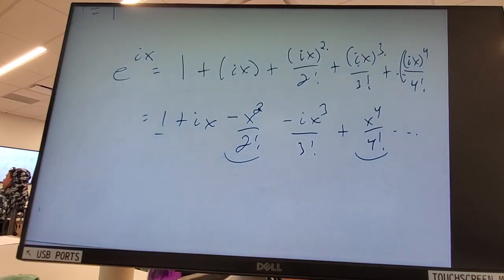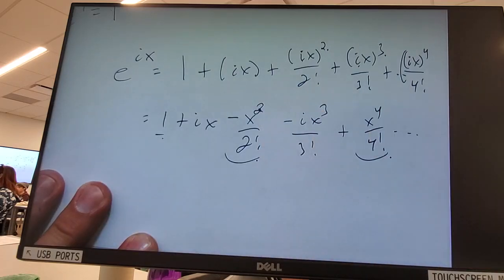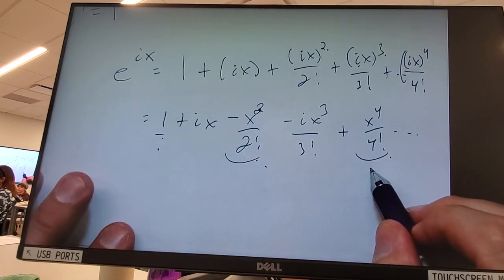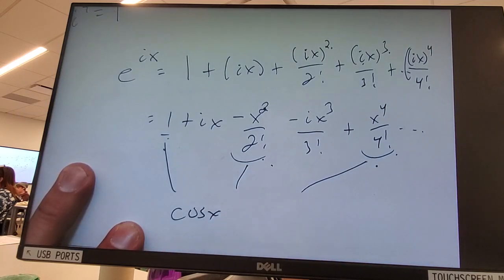Would you say those are normal? What are those? The ones I underlined. One is x squared over 2 factorial plus x to the 4th over 4 factorial. What is that a representation of? The whole thing is e to the x, but just these parts. We just did it. Cosine. So these are cosine. Yes?